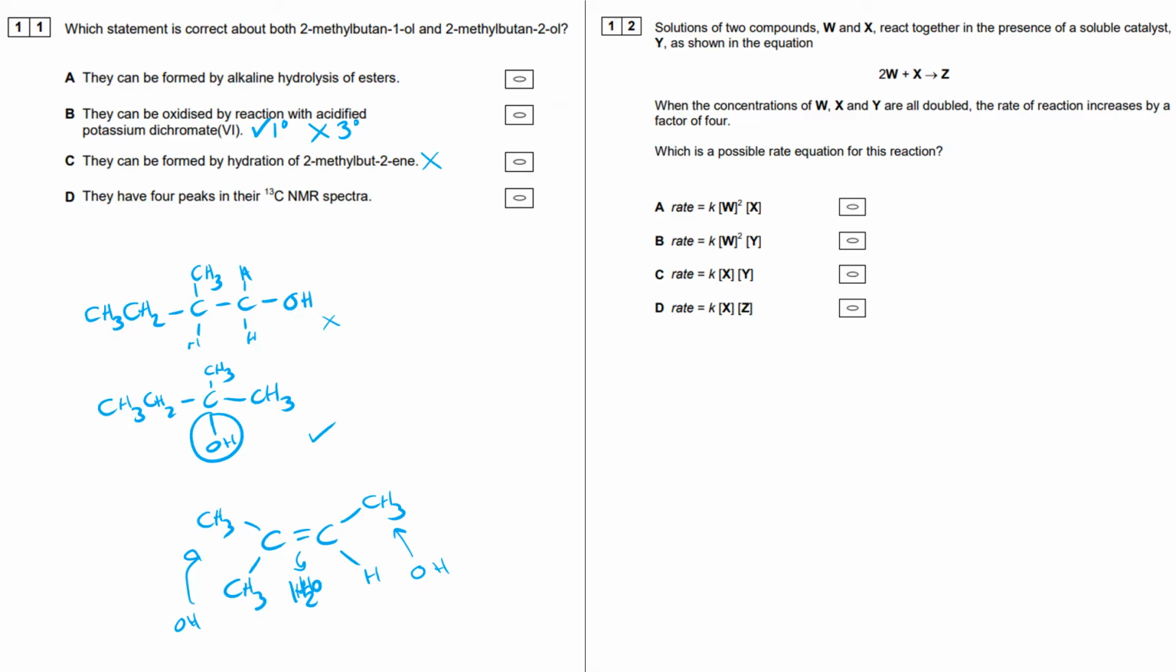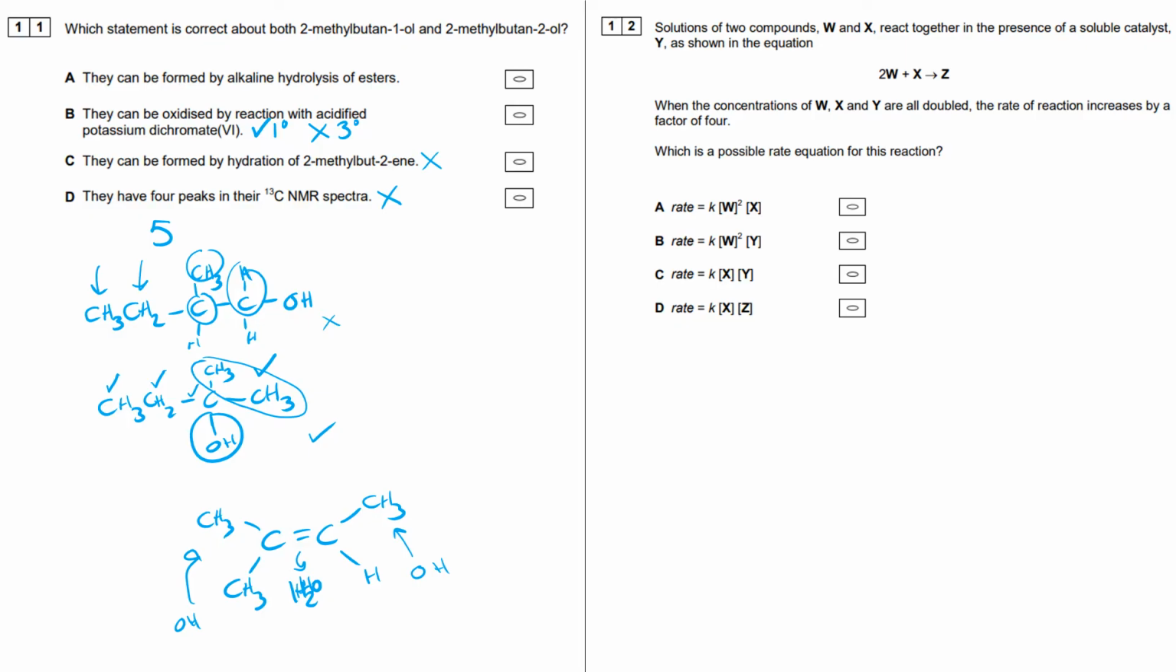Do they both have 4 peaks in their carbon NMR spectra? So how many carbon environments do they have? Methyl-butan-1-ol has 1 carbon environment, 2 carbon environments, 3, 4 and 5. So one of them will have 5 carbon environments. The second one will have 4 environments: 1, 2, 3, because both of the methyl groups are equivalent, and 4. But methyl-butan-1-ol will not have 4 peaks.